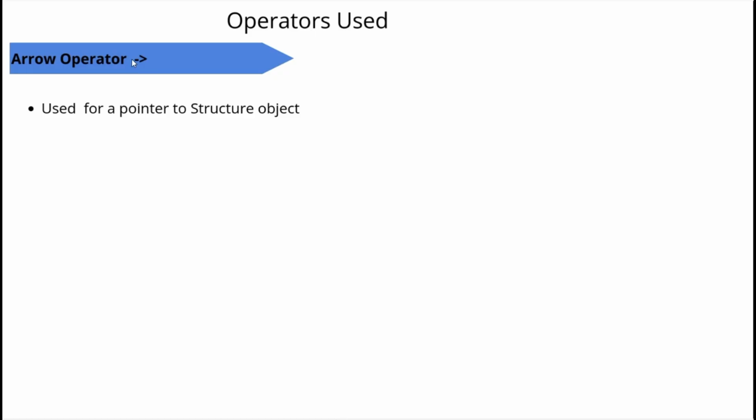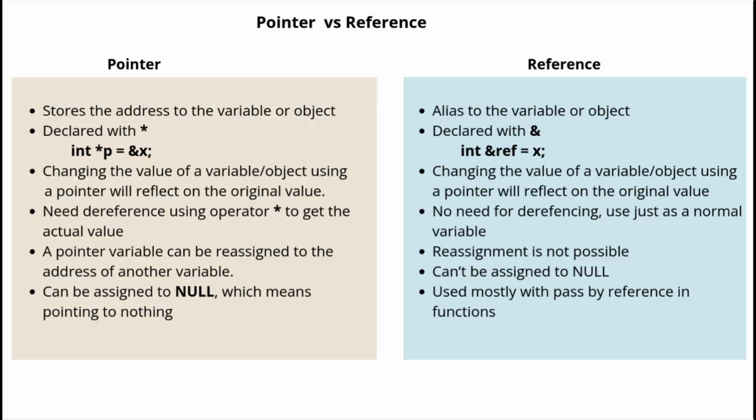So the arrow operator is just an arrow. It is used when you have a pointer to a structure or something. To access the structure members, you will use the arrow operator. We will see this with one example also.